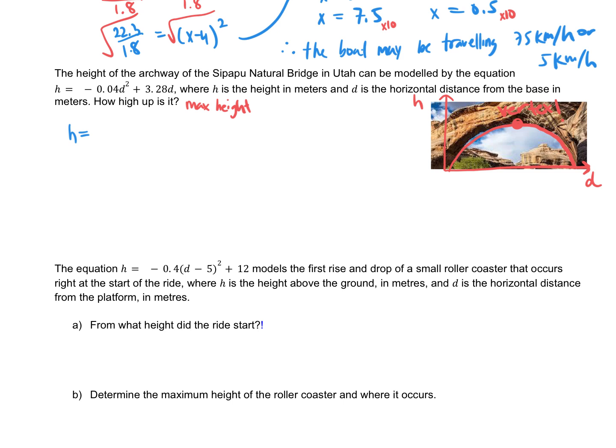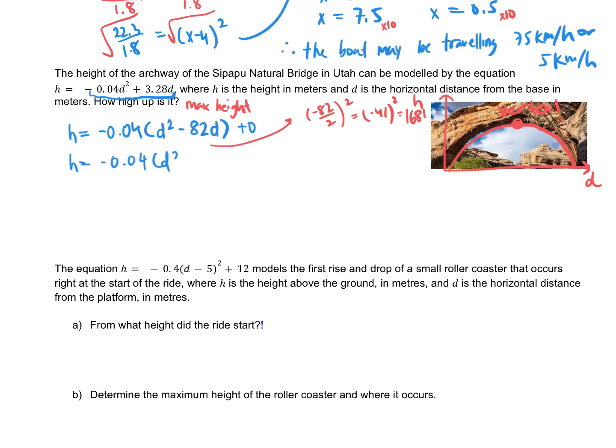So we're going to start off by factoring out the a value from the first two terms, which means I'm dividing both terms by negative 0.04, and that's going to give me positive d squared minus 82d. Now, if you don't feel comfortable because there's no constant at the end, you can always add plus 0 at the end if that makes you feel better. Now we're going to take that negative 82, divide it by 2, and square it, which gives us a negative 41 squared, which is 1,681. So we're going to add and subtract that to our bracket.